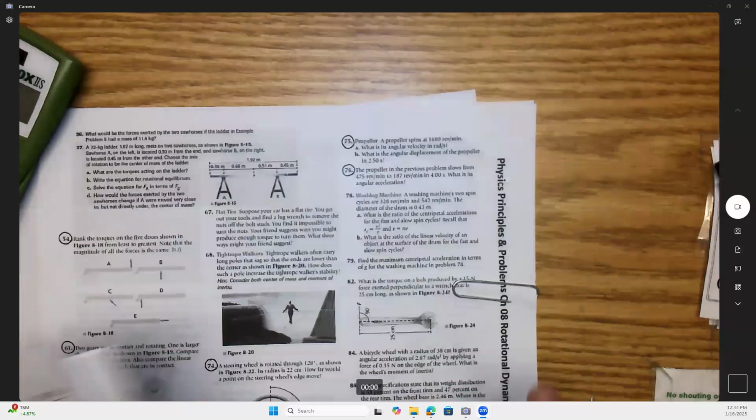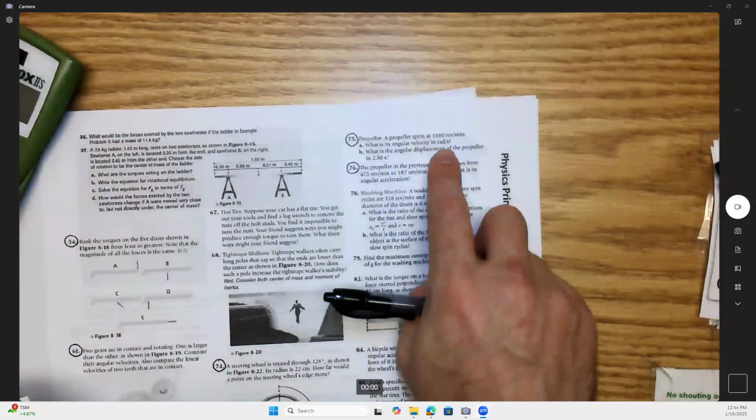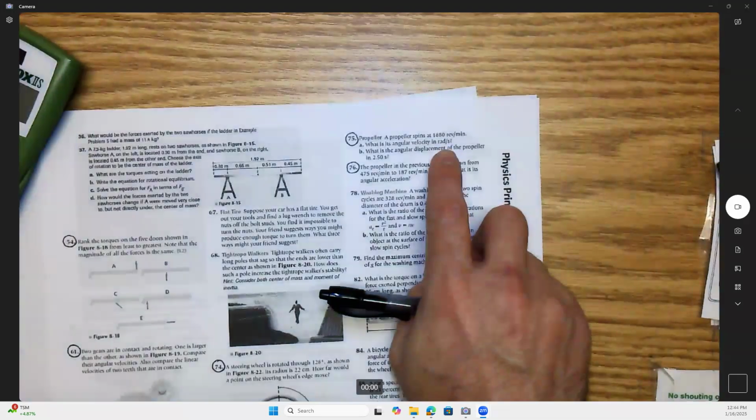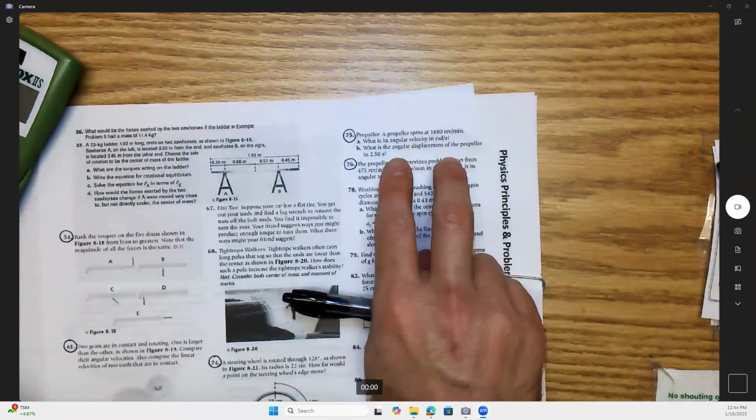Right? Like this, because we got this in SI units. What's the angular velocity? Oh, actually, that was question A. We just walked through that. What is the angular displacement after so much time?